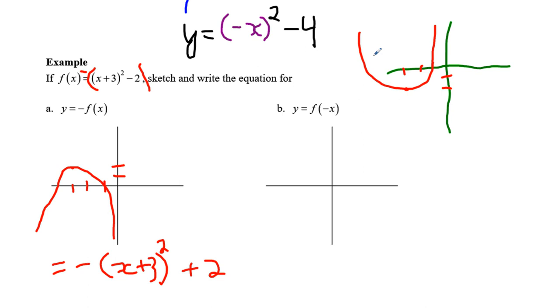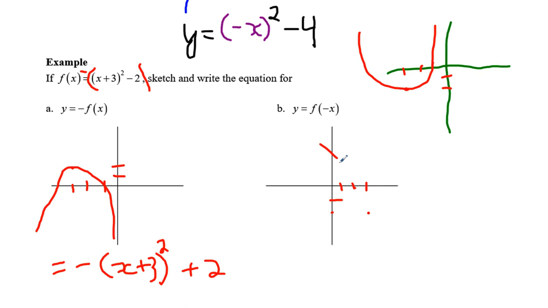Thus, the original guy opened up, the new guy opens down. All right? Now, this says put a negative on the x. This is a reflection in the y-axis, meaning (-3, -2) will become (+3, -2). 1, 2, 3, 1, 2, boom, vertex right there.